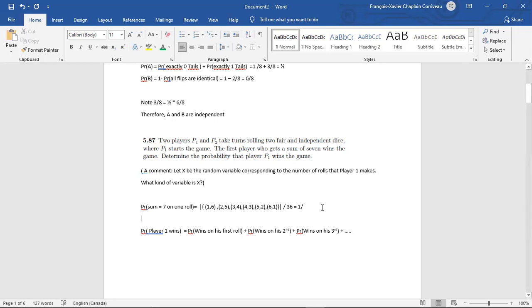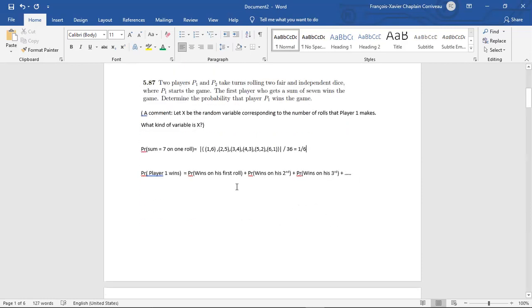So the probability that he wins on his first roll is the probability that on the first roll he makes, he gets a sum of 7. This one is 1 over 6. So here I get 1 over 6 plus. Now what do I add after? What is the probability that he wins on his second roll?